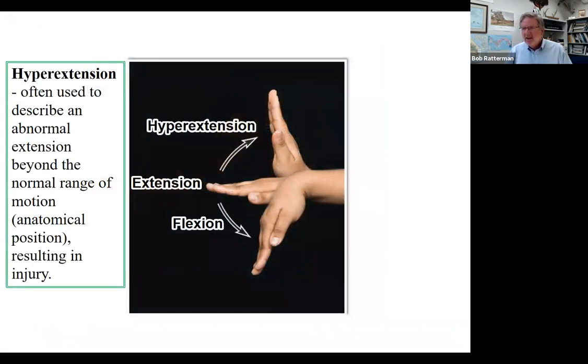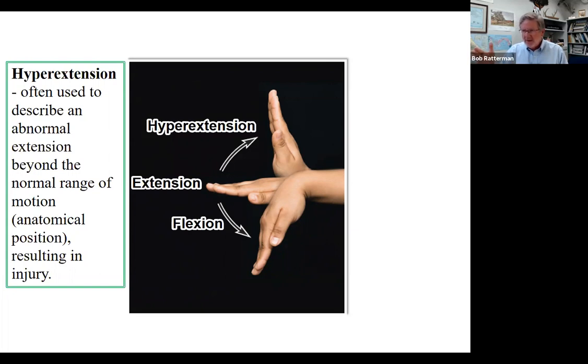Hyperextension is often used to describe an abnormal extension beyond the normal anatomic stance. Now, if you hyperextend your leg or your arm, that could often result in injury. Okay, so typically, a hyperextension is not a good thing, generally, because it pertains to some sort of an injury where you've gone beyond the 180, let's say.